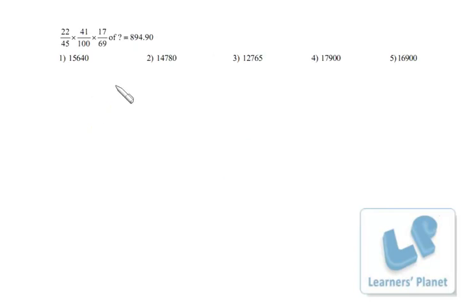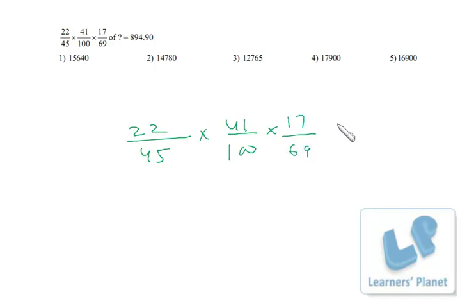Now see this problem. Again we have to find out the approximated value. 22 by 45, 41 by 100 into 17 by 69. X is equal to 895 around. Again you can see options are having good difference, around 1000, 2000, 3000, 4000. So you can go for approximation easily. But you have to be very careful, upside downside approximation. Now this is 17, 4s are 68, right? So it is 4 point something. Now 4 tens are 40, so 4 point something tens are 41 around, right?